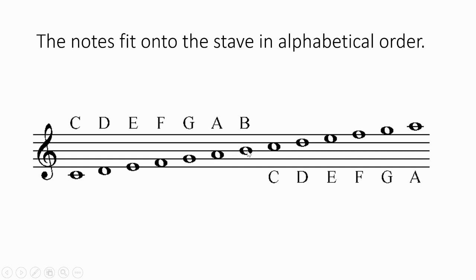This note has a line going through it, so it's one of every good boy deserves football. Starting at the bottom, every good boy. So it's the letter B. This note has a line above and below it, so it's one of face in the space. F, A, C. So it's the note C.